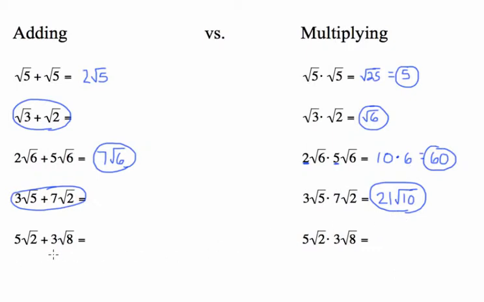5 root 2 plus 3 root 8. There's a trick here. At first glance, you would say, oh, not the same root ending, so I cannot add these together. But root 8 simplifies. 3 root 8, I can change root 8 into root 4 times root 2. Because root 4, I know, is really regular 2. So this is regular 3 times regular 2 times root 2. So the 3 times 2 is 6 root 2. So now from the beginning I've got 5 root 2 plus 6 root 2. So my answer is 11 root 2.